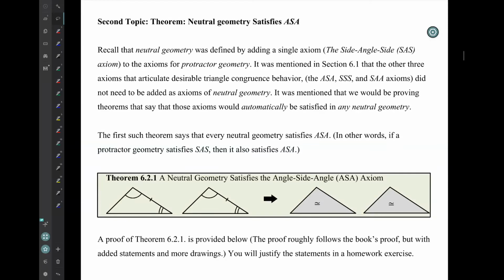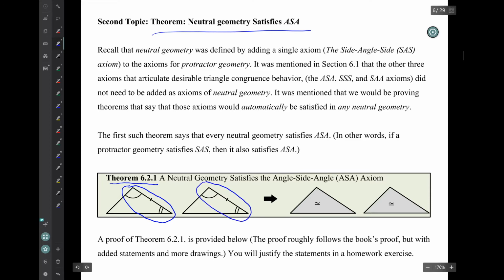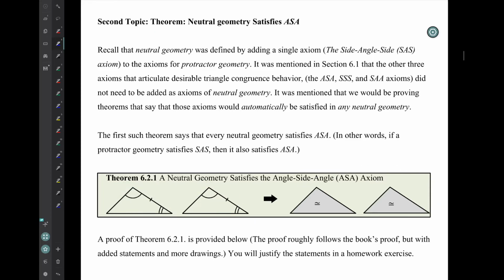Our second topic for the video is this theorem that neutral geometry satisfies the angle-side-angle axiom. It's theorem 6.2.1. It says that if two angles and the included side of one triangle are congruent to the corresponding parts of a second triangle, then the triangles are congruent. A proof of the theorem is provided below. The proof roughly follows the book's proof, but with added statements and more drawings. You'll justify the statements in a homework exercise.